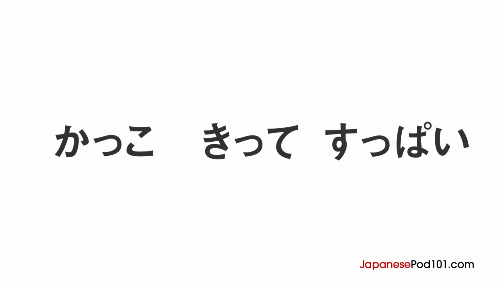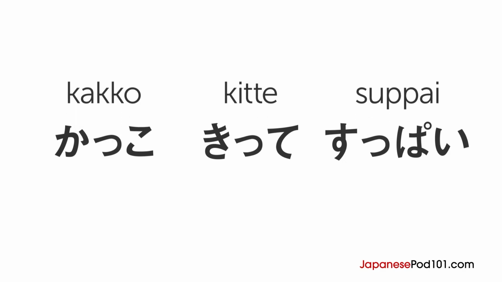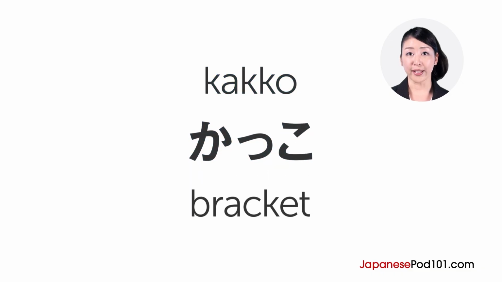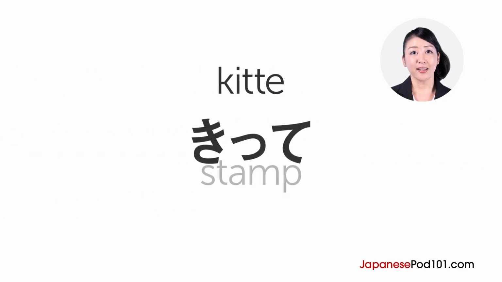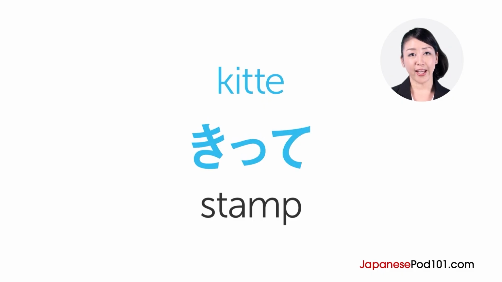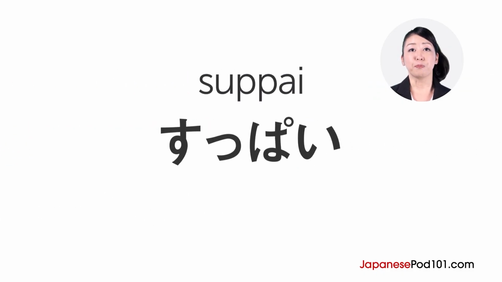In this lesson, you'll master the Japanese pause known as the small tsu or silent tsu. How do you pronounce these words? Here's how you should pronounce them. Kakko, bracket. Kakko. Kitte, stamp. Kitte. Suppai, sour.